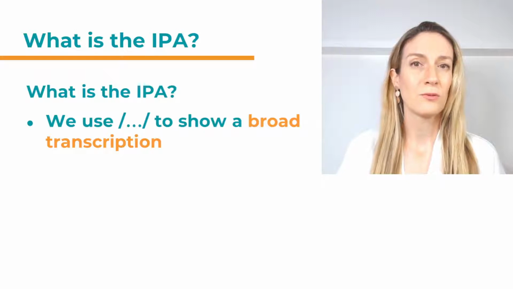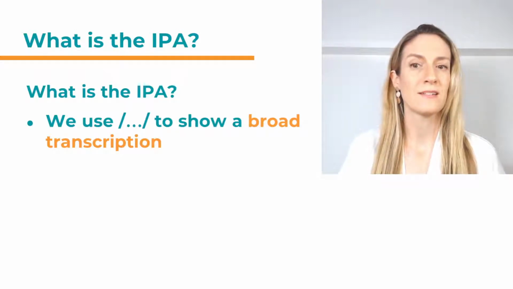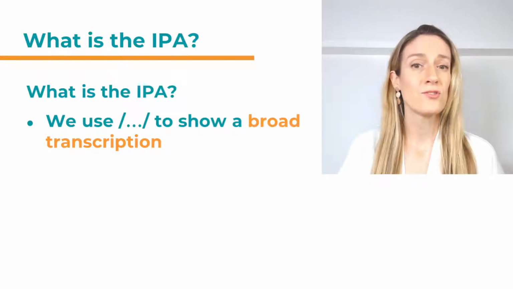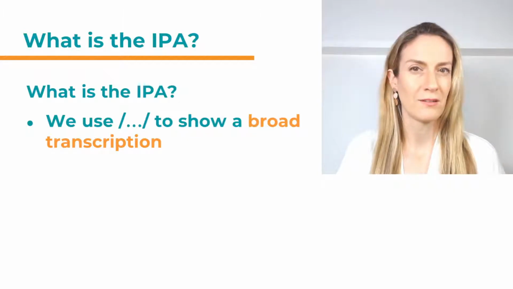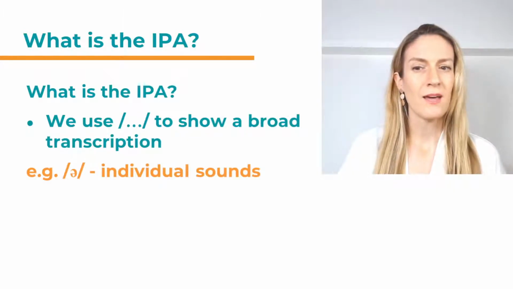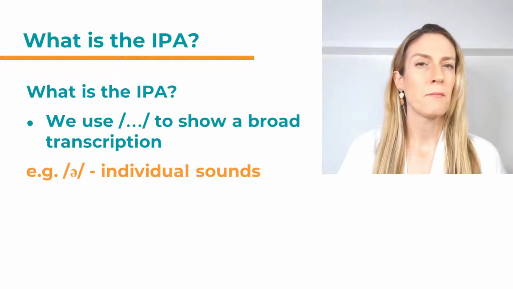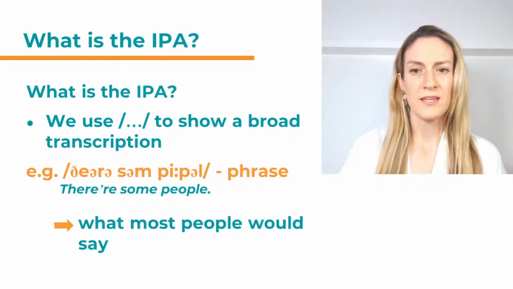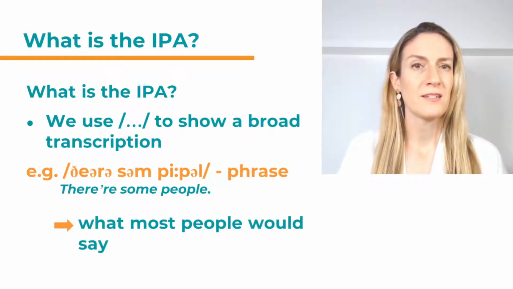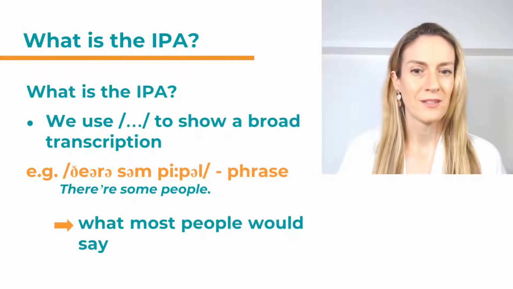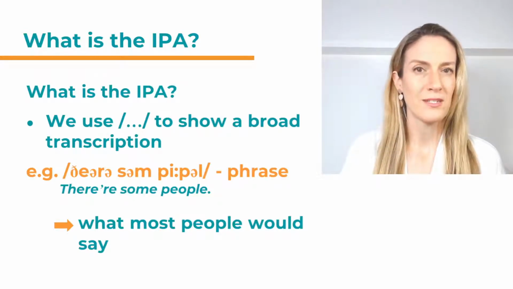Now, very often you will see IPA being used between slashes, just like the one you can see here on the slide. And this is to show a broad transcription. What does that mean, broad? That really means that we show all the individual sounds that you would usually hear when somebody speaks, that most people would use. Here's an example. For example, in the sentence, there are some people. Most people would say what you can see transcribed here on the slide. So this phrase is the most common pronunciation.